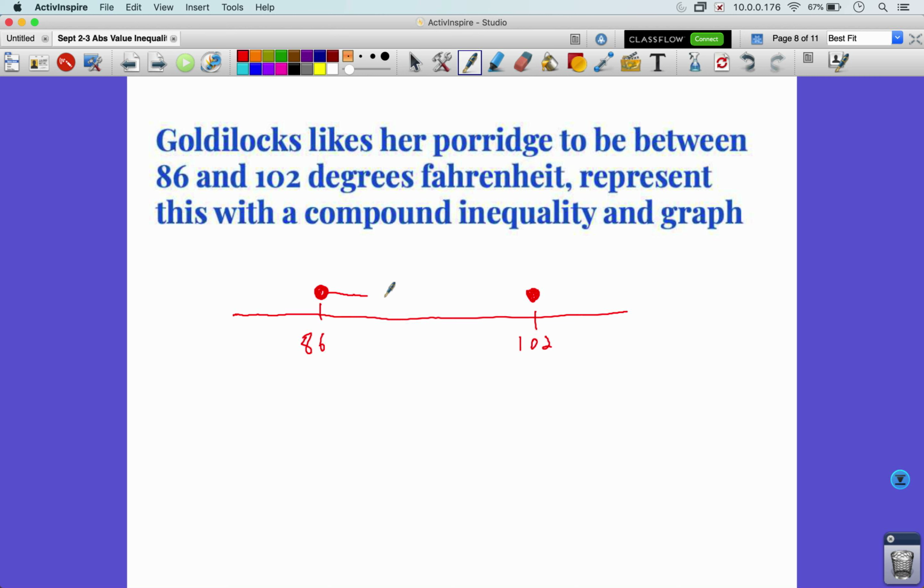We want everything in between here. How would we say this? X must be greater than or equal to 86, and X must be less than or equal to 102. It can't just be one or the other, or else that would be all temperatures. All right.